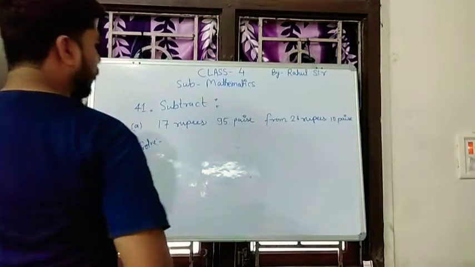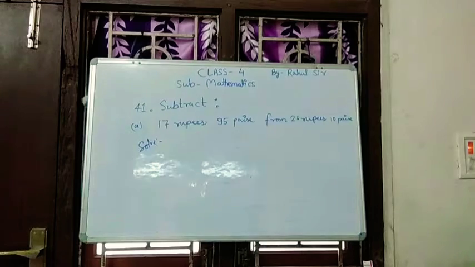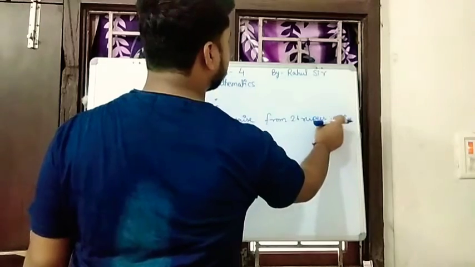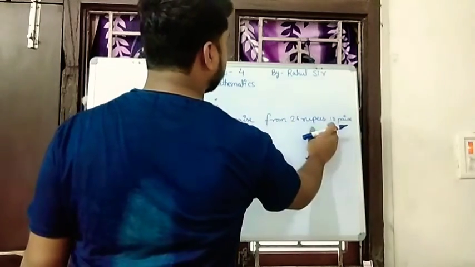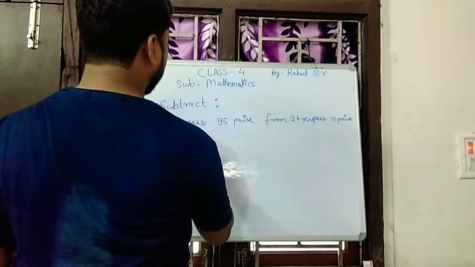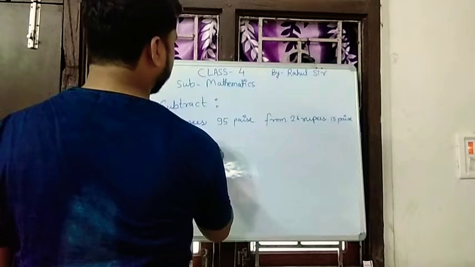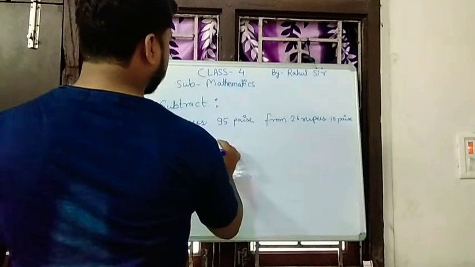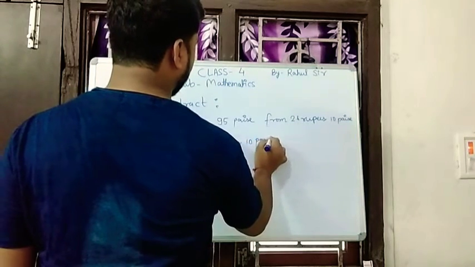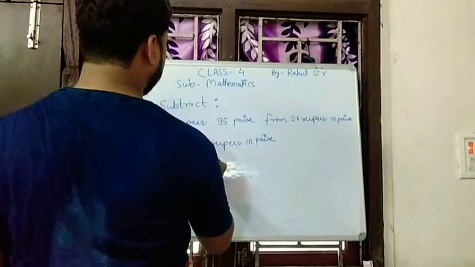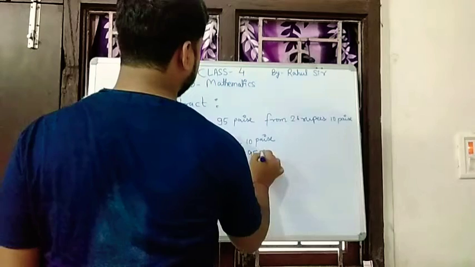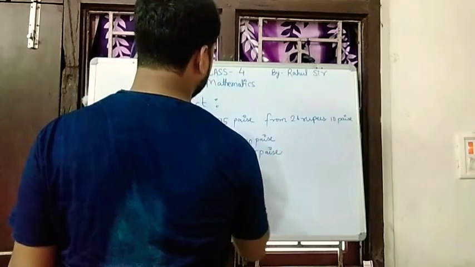So my dear student, 17 rupees 95 paise from 26 rupees 10 paise. You have to subtract it from 26 rupees, okay? So first of all we will write 26 rupees 10 paise, minus 17 rupees 95 paise.